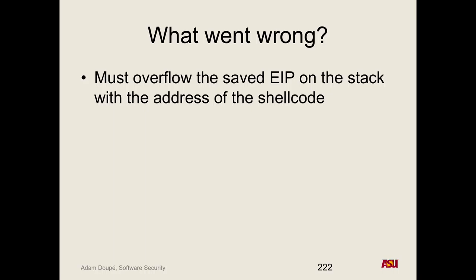And so we must overflow the saved EIP on the stack with the address of the shellcode, right? That's the other critical component, because we want control to go not to the function that called main, we want it to go to our shellcode that we just put onto the stack. So how do we do this?